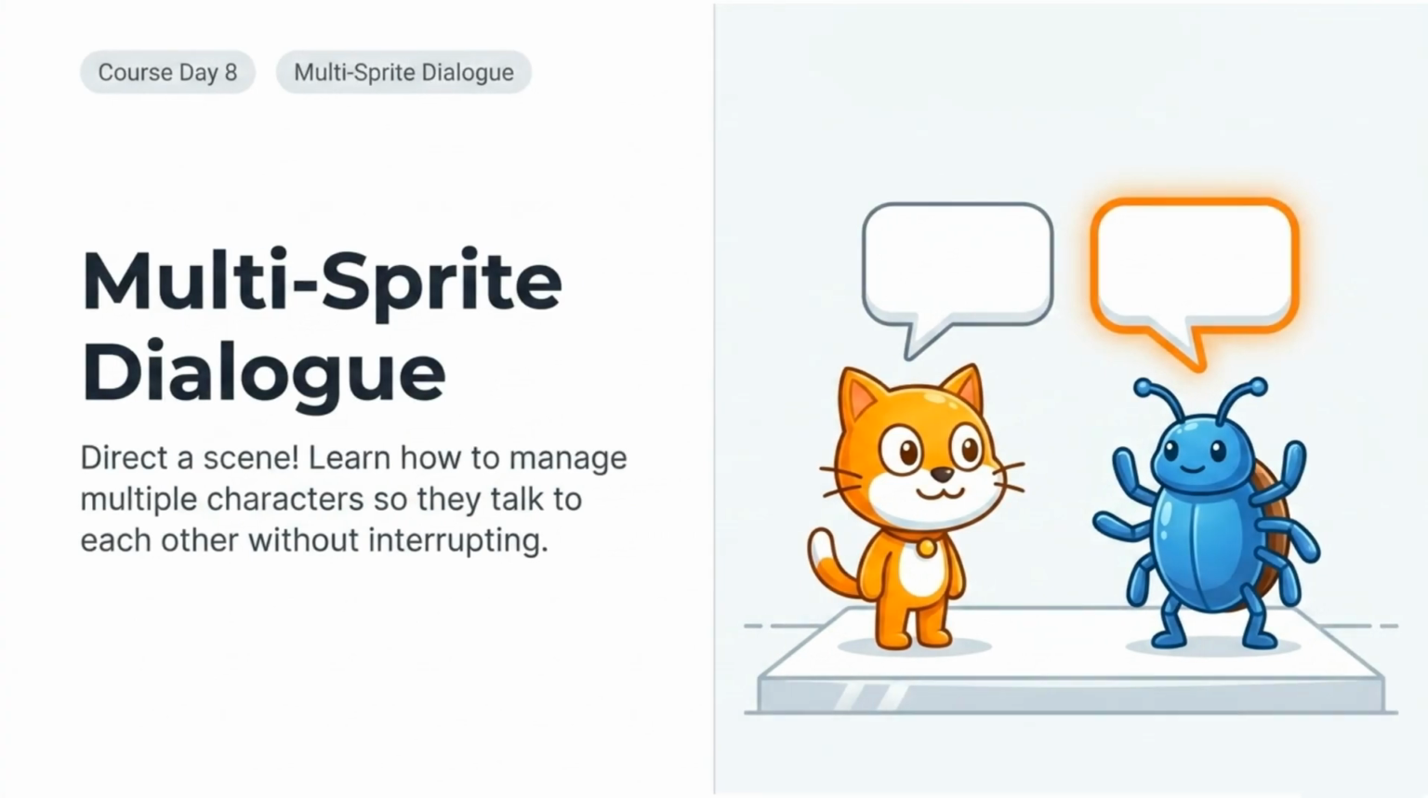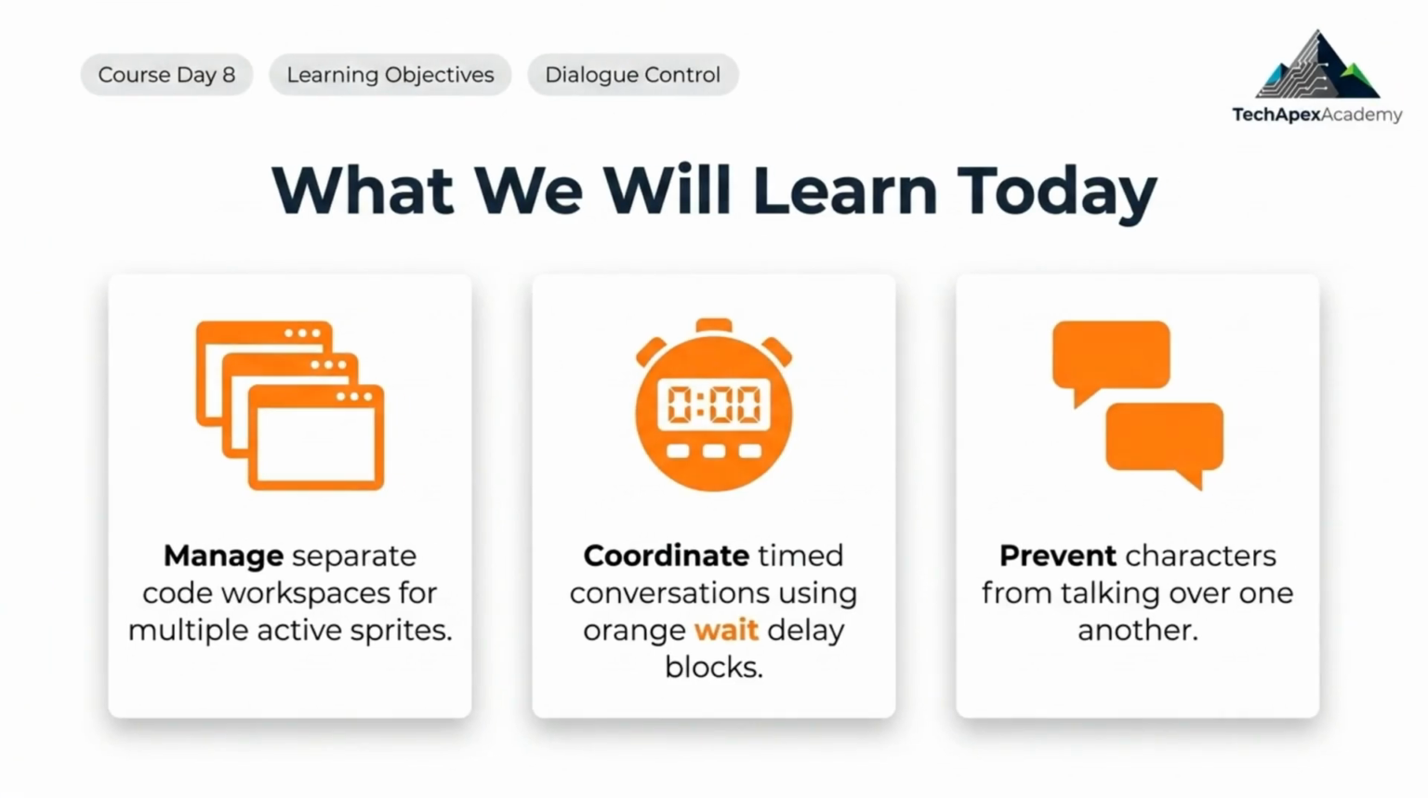Today is Course Day 8, where we will master multi-sprite dialogue. You will direct a scene and learn how to manage multiple characters so they talk to each other without interrupting. We will learn how to manage separate code workspaces for multiple sprites and coordinate timed conversations using the orange wait blocks. This prevents characters from talking over one another.